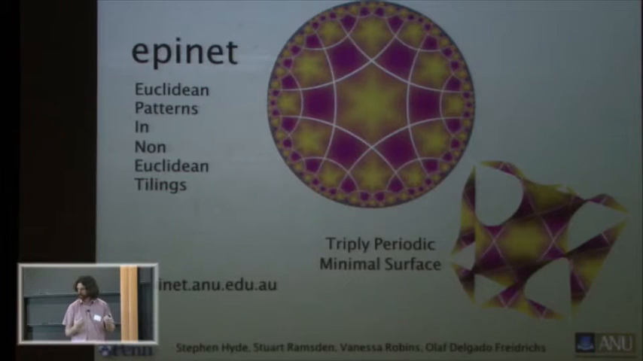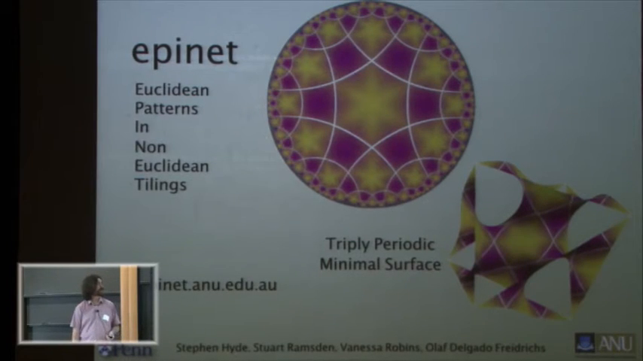So first of all, the story started with EpiNet, which is a project hosted at the Australian National University, where I did my PhD, and stands for Euclidean Patterns in Non-Euclidean Tilings. So the pictures say most of it. Here we've got a Poincare disk representation of the hyperbolic plane. We've got a tiling in it.